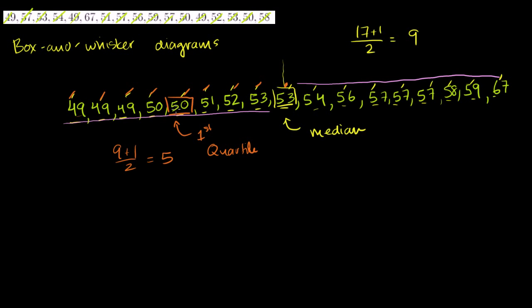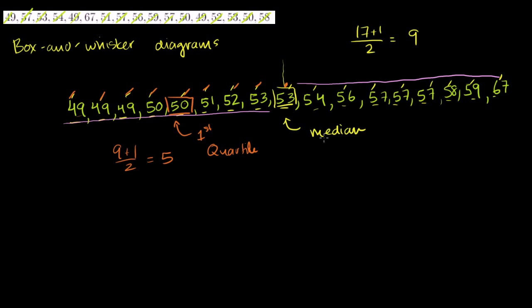Now the other way to do a box and whisker diagram is you don't include this median, but I think you would have gotten the same answer. If you didn't include this median, you'd have had 1, 2, 3, 4, 5, 6, 7, 8 values. 8 plus 1 divided by 2 is 4.5. So you'd go halfway between these two 50s, but you would still get 50. So either way, our first quartile number wouldn't be different.